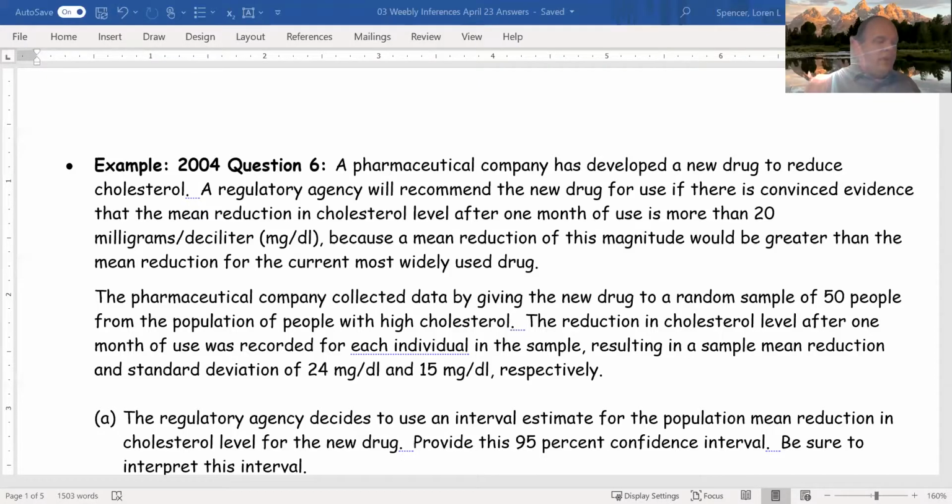All right, so today is Thursday, April 23rd. We're finishing up our discussion on sample means. And we've done several FRQ problems. We actually have 3 left. So we're going to begin with the 2004 question 6 problem.